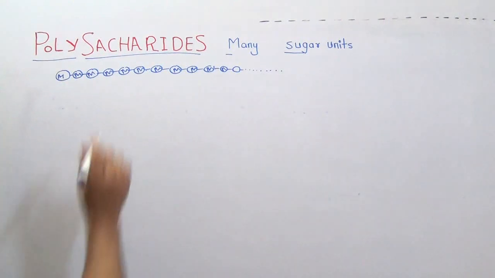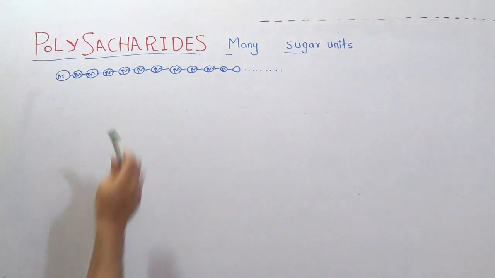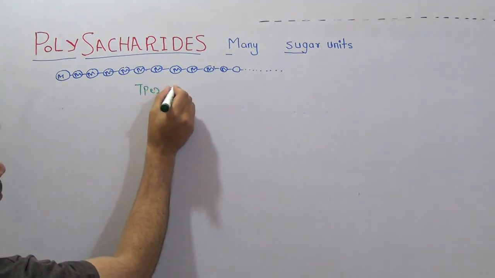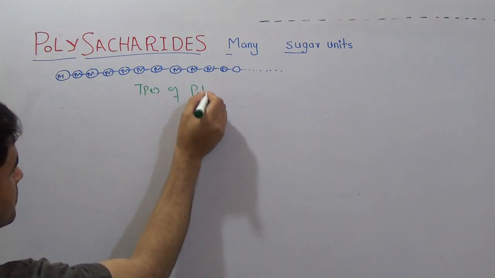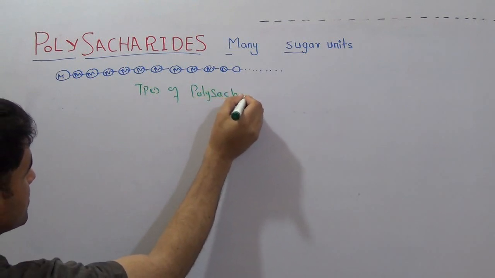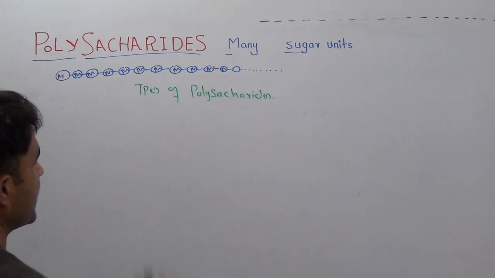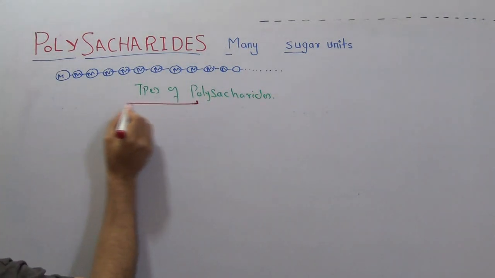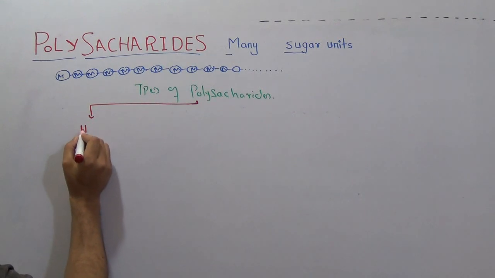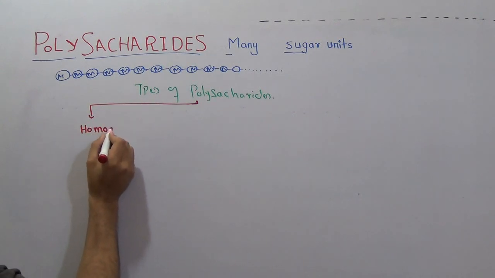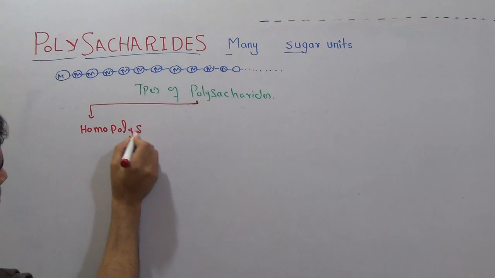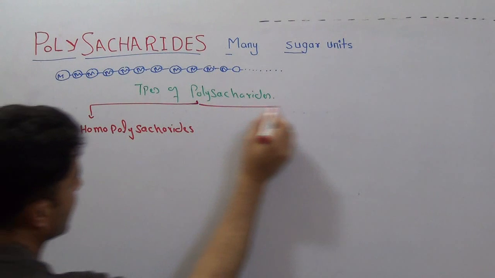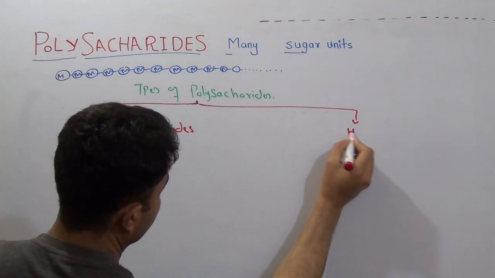Okay. Now the types of polysaccharide. This is more important to know. What are the types of polysaccharides? Polysaccharides are mainly divided into two categories. Number one is homopolysaccharides, and second one is the heteropolysaccharides.